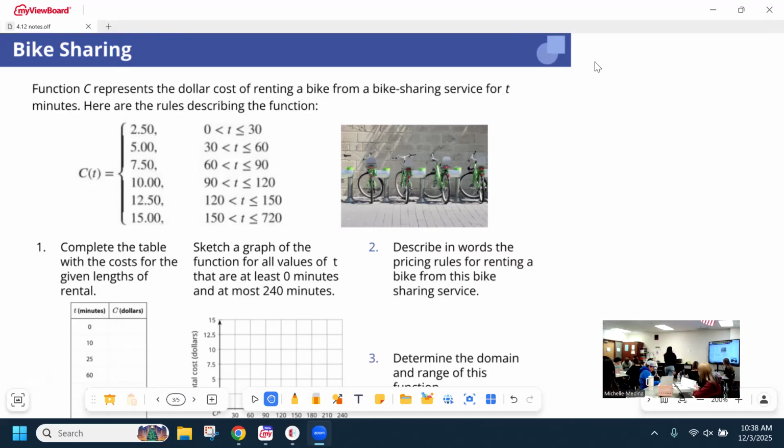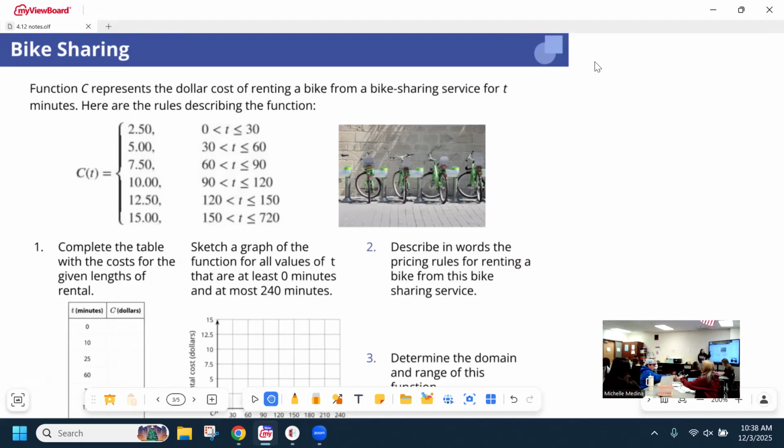It says function C represents the dollar cost of renting a bike from a bike sharing service for T minutes. The rules for describing them are shown there. So you have to know how to read function notation, for example. If this is the function notation, what's the input? T, and what does T represent in this situation?